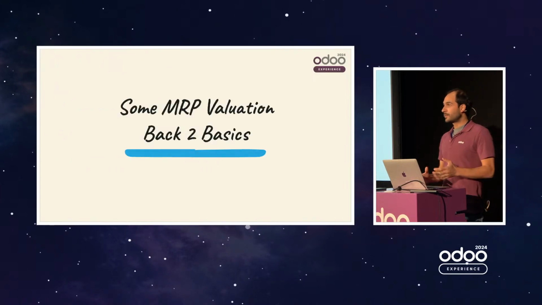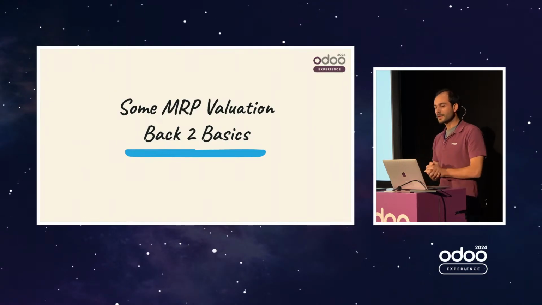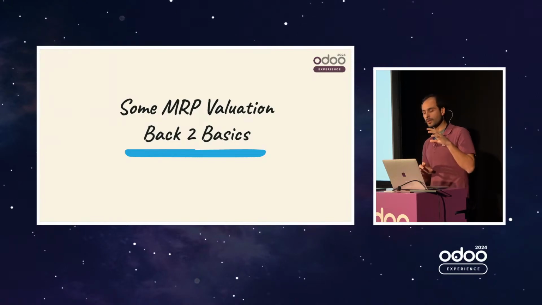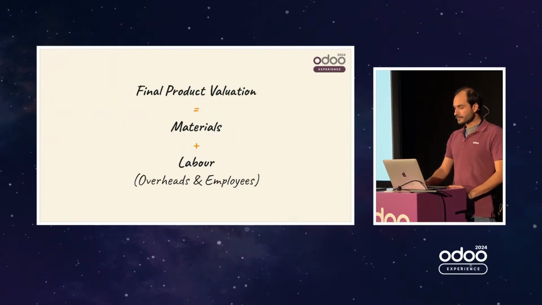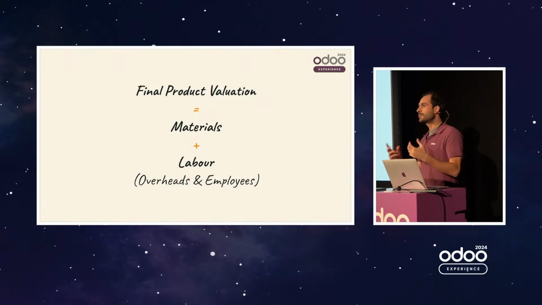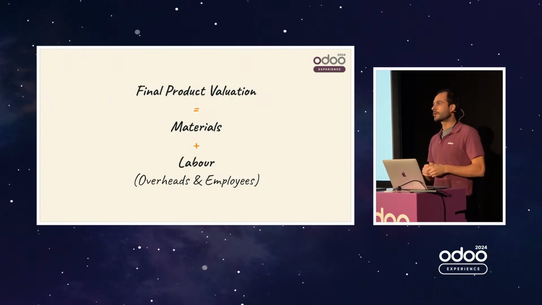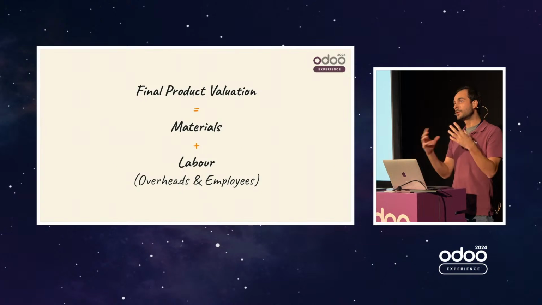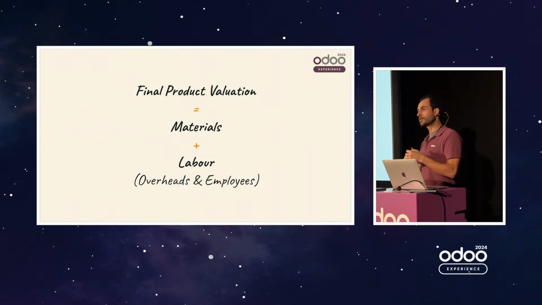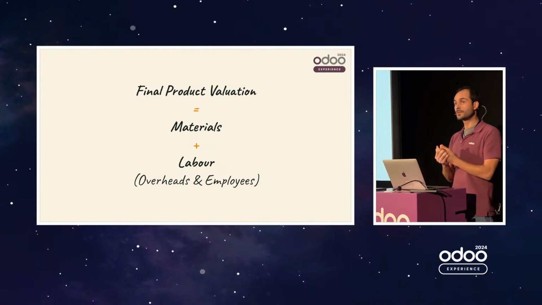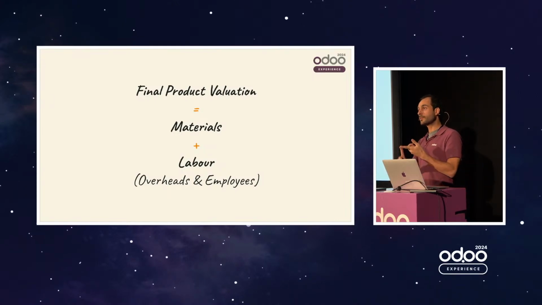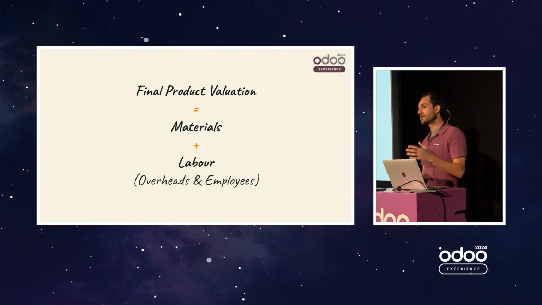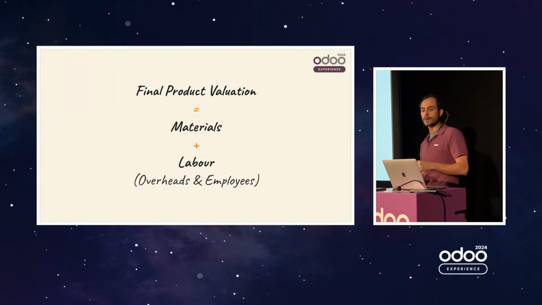So, to start, here are some back to basics valuation principles about manufacturing in Odoo. We haven't reinvented the wheel. Usually when you produce a final product, the value of that final product is the sum of two things. The materials that you put in, and note that in Odoo we currently support 4 different valuation methods for these materials. So we have AVCO, FIFO, standard cost, and now for version 18 we also have valuation per lot or serial number if you want to be even more precise.